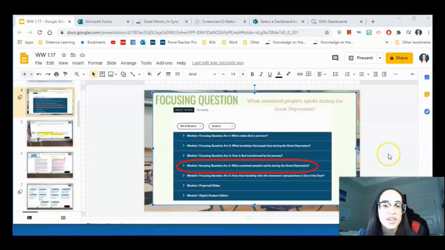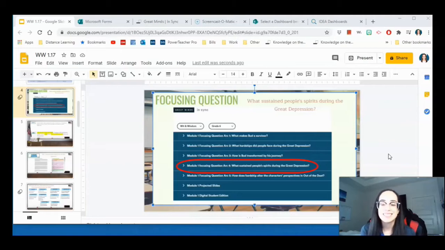Okay, so our focusing question for this whole week is going to be: what sustained people's spirits during the Great Depression? So what kept them thinking positively? What kept their mind distracted from all of this negativity that was going on around them? So that's what we're going to be learning and discussing this week.